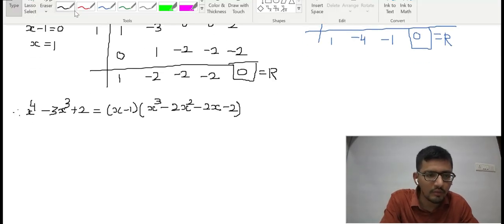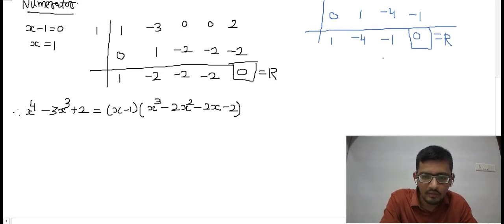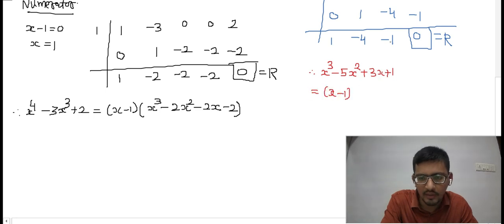that this polynomial, what was the polynomial, as you can see, x cube minus 5x square plus 3x plus 1. For that one factor you got x minus 1. This is constant term, x term and x square term. So what I will write here, x square minus 4x minus 1.